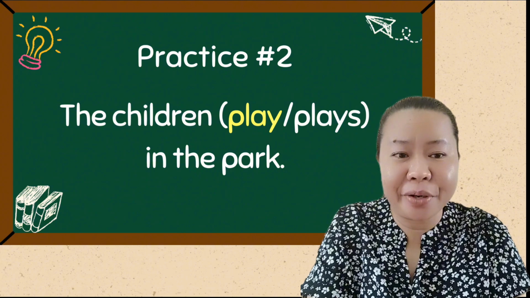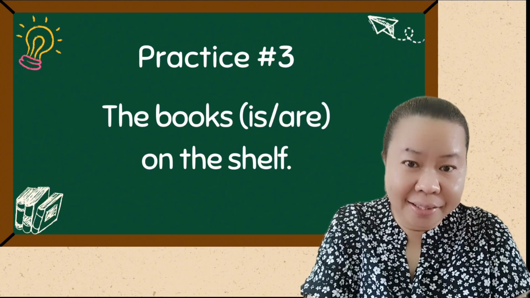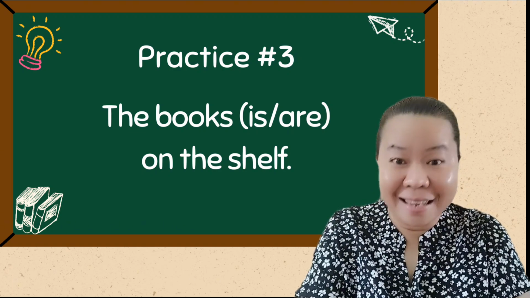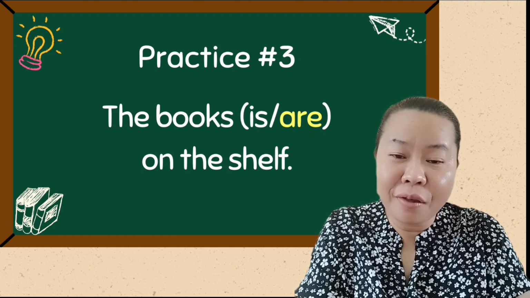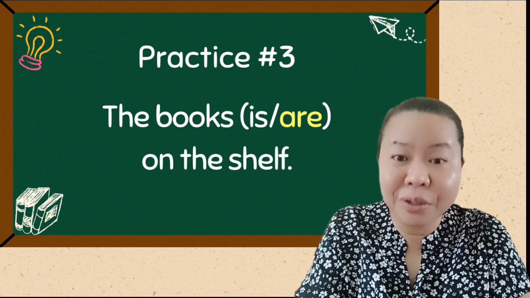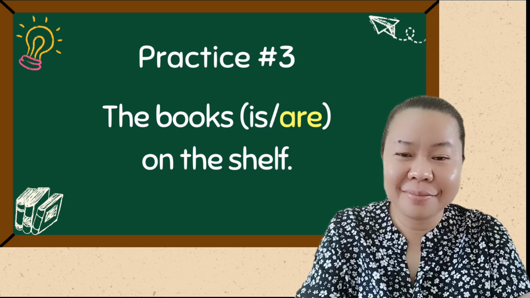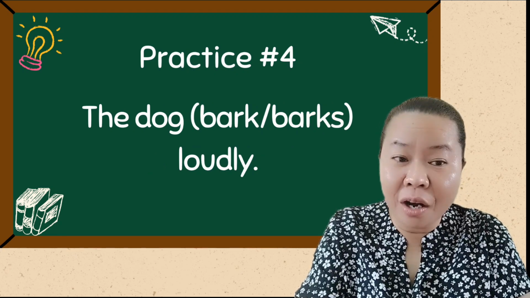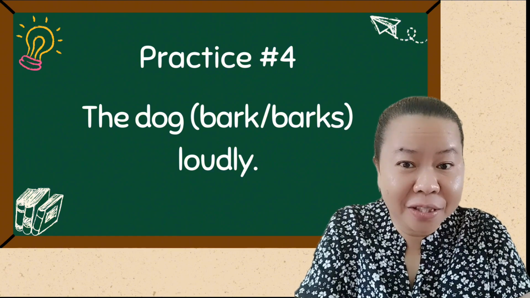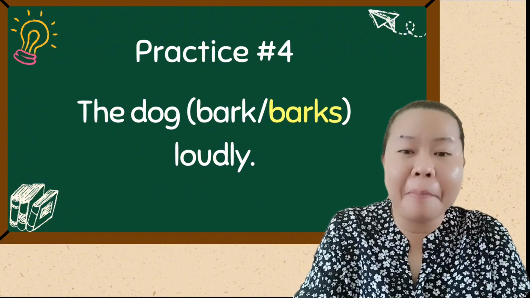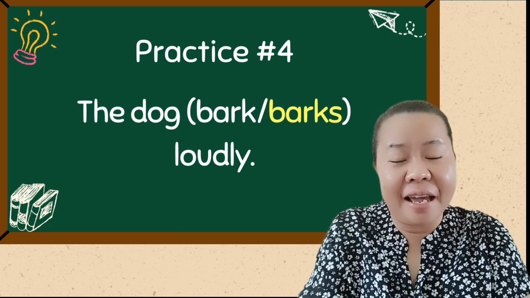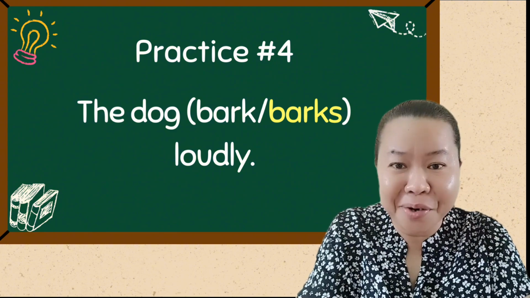Let's now go to number 3. The books is on the shelf. What is the answer? Yes, the books are on the shelf. Books is plural, therefore we use a plural verb. Number 4. The dog bark loudly. Do you know what's the correct verb? It's barks with an S. It's because dog is a singular subject and therefore it needs a singular verb.